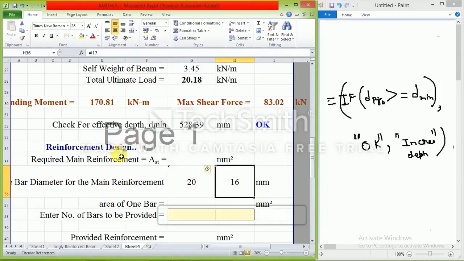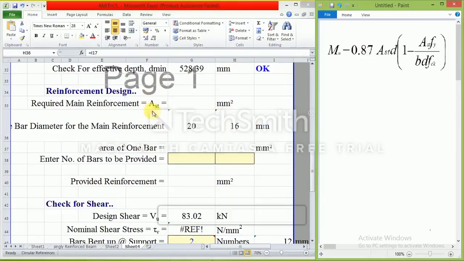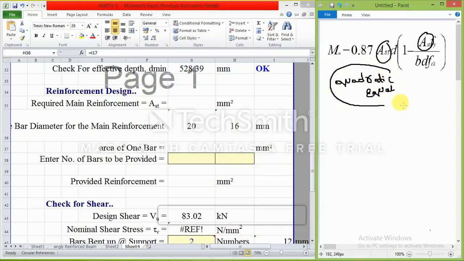So the main thing is I need to find the required main reinforcement. So how to find? To find the area of the steel, basically we are going to use this equation, right? You know the Mu limit. In this, you are going to find the value of Ast. I think you had done this in the previous semester. While calculating the Ast, you are going to get a quadratic equation, right? So it becomes a little complicated to solve here. So that I had made. If you are using this, just forget about this.